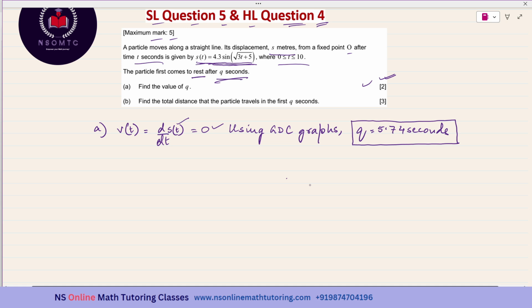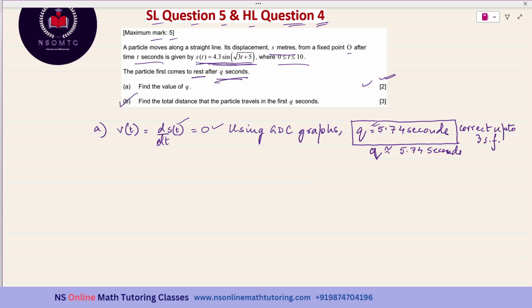And of course, I have to write correct up to 3 significant figures. Because I'm writing correct up to 3 significant figures, I am using this equal to sign. Or else you can write Q is approximately equal to 5.74 seconds. This is also equally valid, but I prefer writing equal to this, correct to 3 significant figures. Okay. So this is the answer for the subpart A.